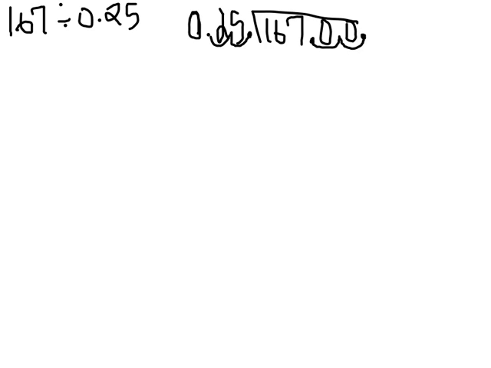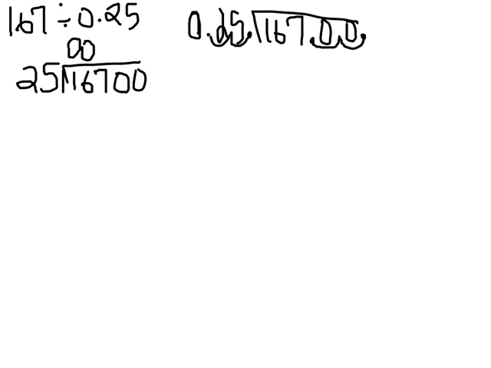Now I'm going to rewrite my problem as a normal division problem. 25 divided by 16,700. Alright guys, so let's go ahead and divide this out normally. Now, 25 does not go into 1, so I'm going to put a 0, and it does not go into 6, so I'm going to put in a 0. It does, however, go into 167.